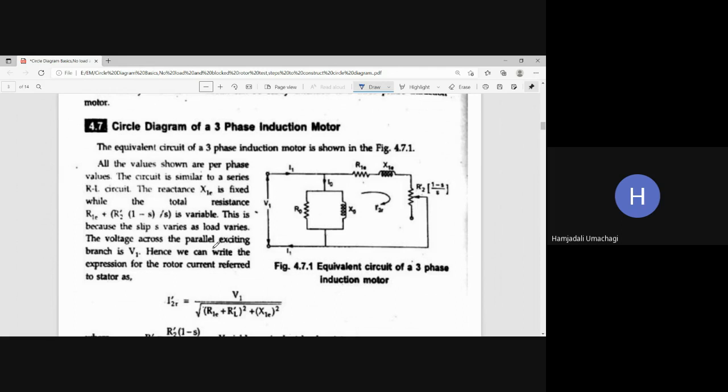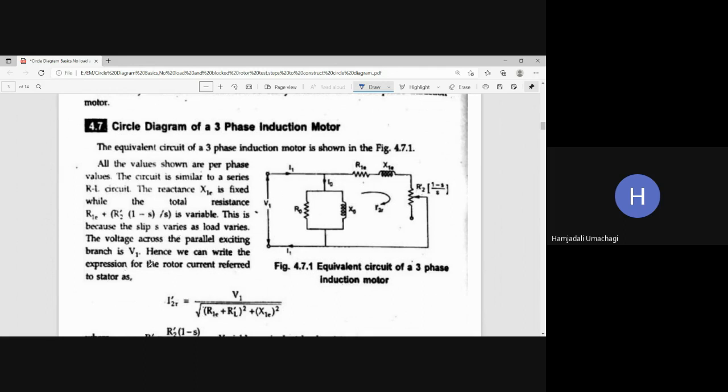If resistance changes, then no doubt current I dash 2R is also going to change, because resistance changing means current will be changing. That is the rotor current referred to the stator side. And now the voltage across the parallel exciting branch is V1. So across this parallel exciting branch, the voltage is the stator voltage V1.